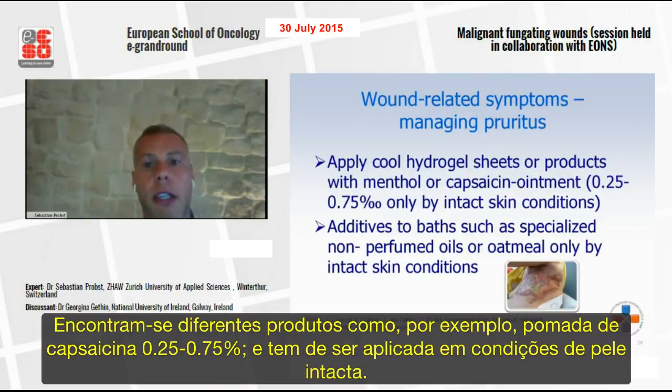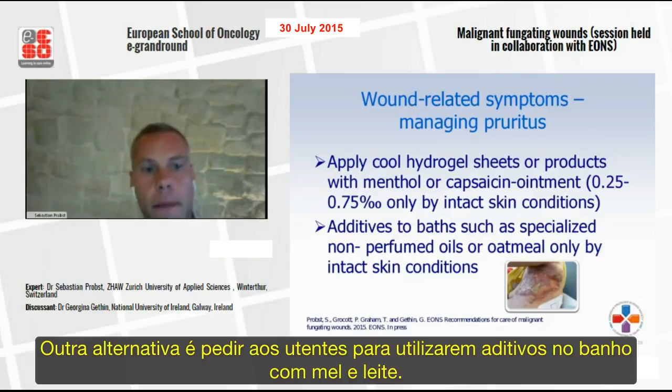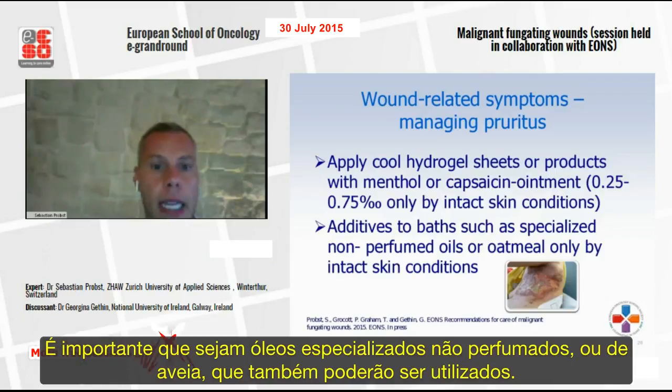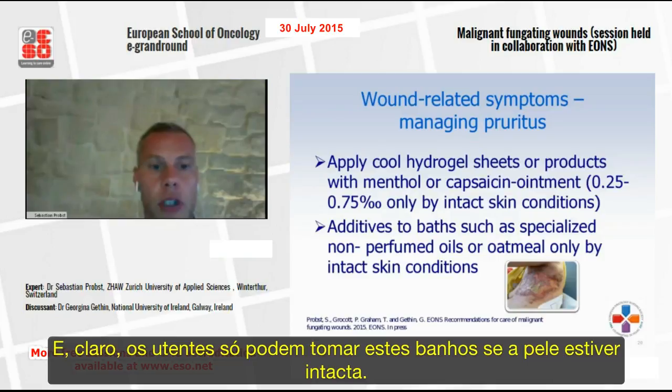There you find different products. This capsaicin ointment, for example, is available in 0.25 to 0.75 per ml, and it has to be applied on intact skin. Otherwise, you can ask the patient to add some additives to the bath, like milk and honey, but it is important that it has to be specialized non-perfumed oils, or you can use oatmeal as well, and of course patients can take these baths only if the skin is intact.